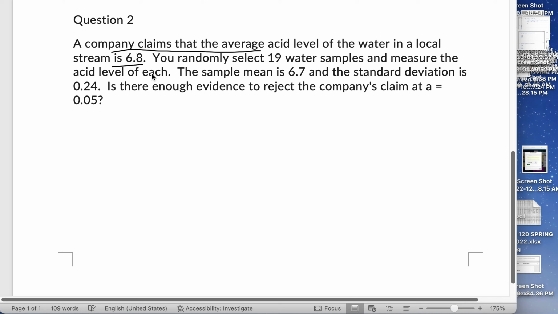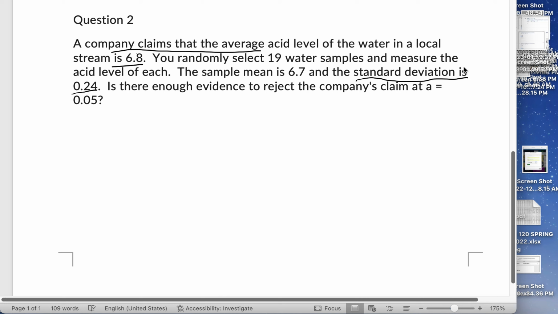You randomly select 19 water samples. You measure the acid level of each. The sample mean is 6.7 and the standard deviation is 0.24. I'm going to go ahead and denote this standard deviation. They are talking about the sample. You randomly select 19 water samples. The sample mean is 6.7. The standard deviation is 0.24.